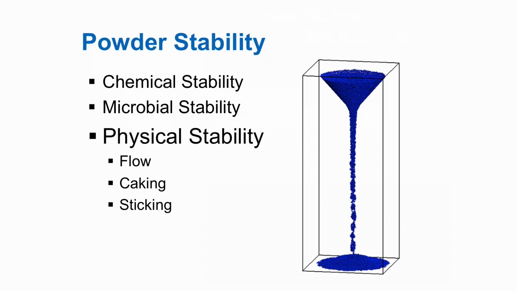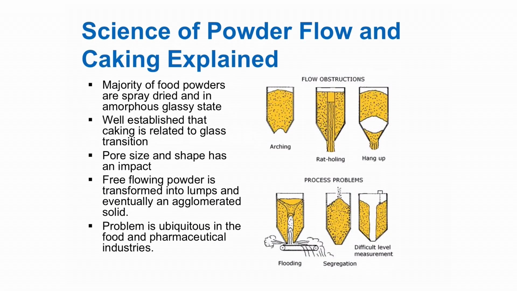But one of probably the most typical occurrences that causes the end of the stability or shelf life of a powder has to do with its physical properties. And here we're talking about flow and caking and sticking, and these occurrences that just render that powder very difficult to work with.